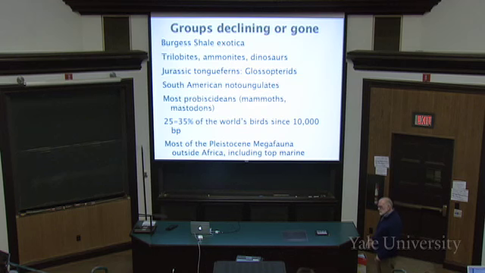Now, those are the clades that are currently filling the world with life. What about the stuff that's been wiped out? Well, all of those exotic things in the Burgess Shale, they're gone forever. And they've been gone for hundreds of millions of years. The trilobites, the ammonites, the dinosaurs, those are all gone. There was a wonderful group called the Glossopterids. They were Jurassic tongue ferns. They were ferns that looked tongue-like.